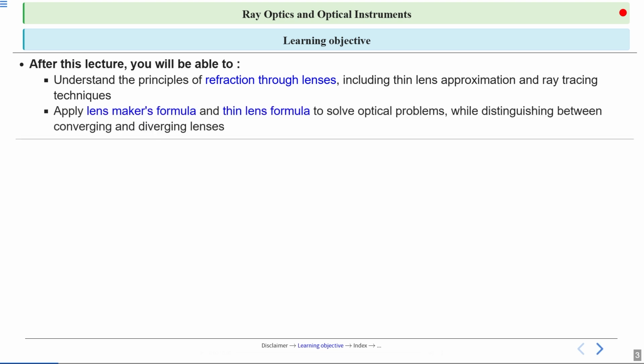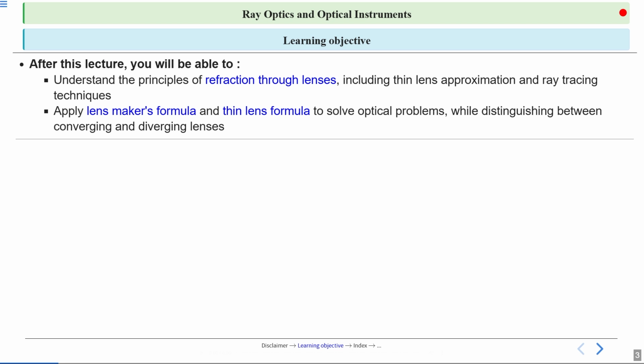Also, you will be able to apply the lens maker's formula. So the relation between the focal length of a lens, the refractive index of the lens and the radii of curvature of the surfaces of the lens, that relation is called the lens maker's formula. We are going to derive it and apply it in numerical problems.